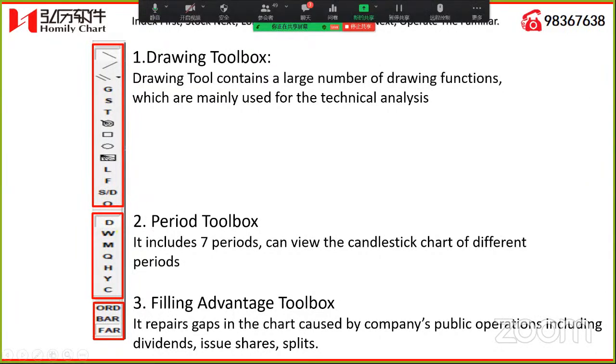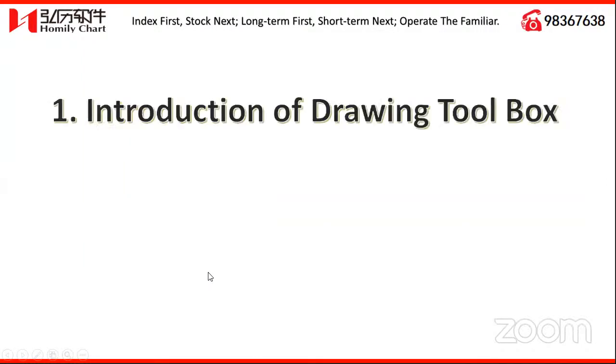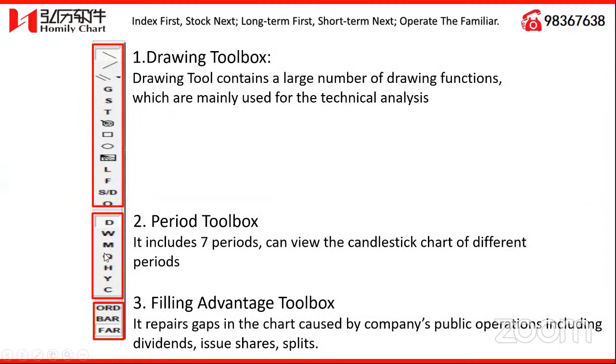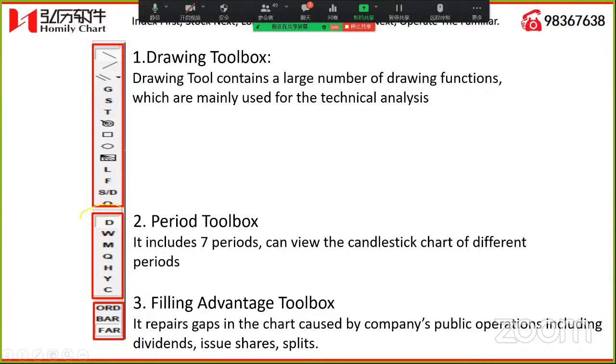So you can change time frames, the time frame for the chart in this period toolbox. So actually it's not difficult, it's quite simple. It is daily, weekly, and also monthly and quarterly. H is half year. So if you choose, for example, W, that means every candlestick is a week. If you choose a day, then every candlestick is a day.